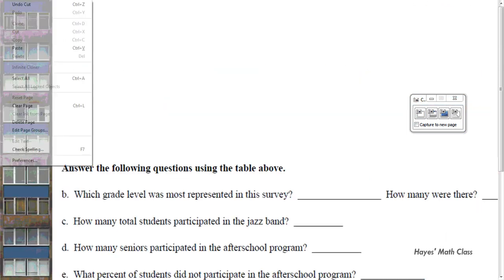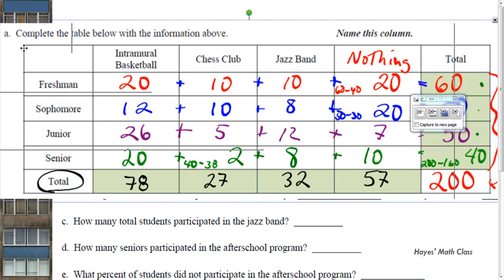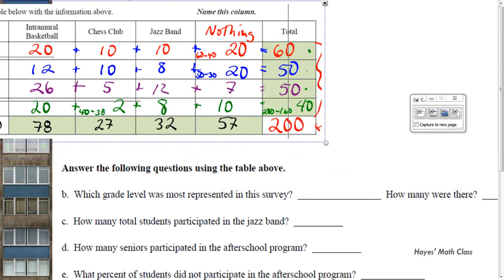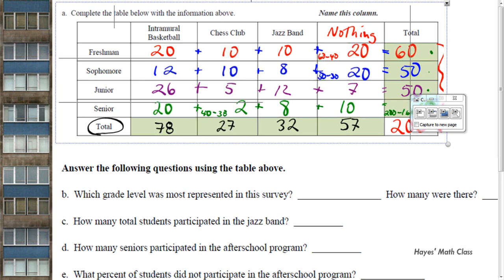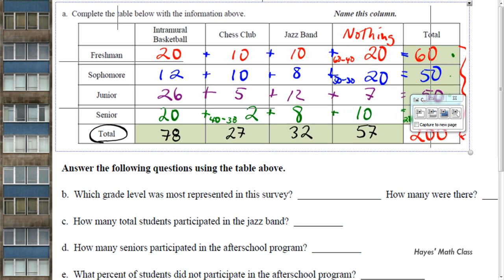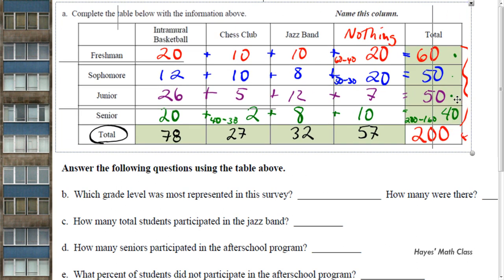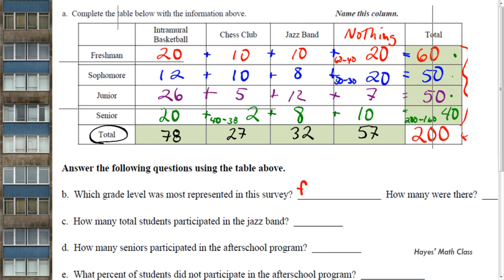Here are all our questions. So you're going to use this information to answer the questions. Now, again, remember, sometimes it's going to be straight numbers. Sometimes you're going to end up finding percentages. So, which grade level was most represented in the survey? Well, which one had the most people there? So you can say the freshmen, 9th graders. How many were there? 60. How many total students participate in jazz band? Okay. So a lot of this is going down and answering questions here.